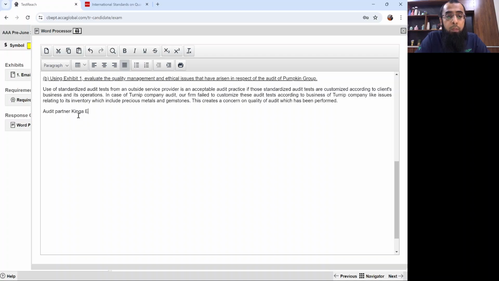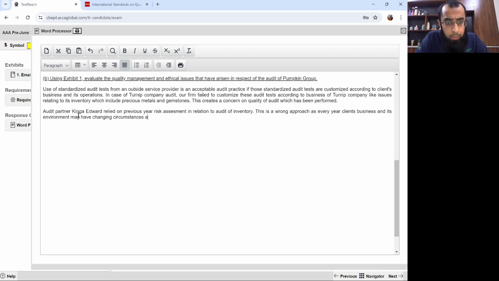Kinga Edward relied on previous year risk assessment in relation to audit of inventory. This is a wrong approach, as every year the client's business and its environment may have changing circumstances, and therefore risk assessment should be done every year. Reliance on prior year risk assessment solely is not a correct approach.